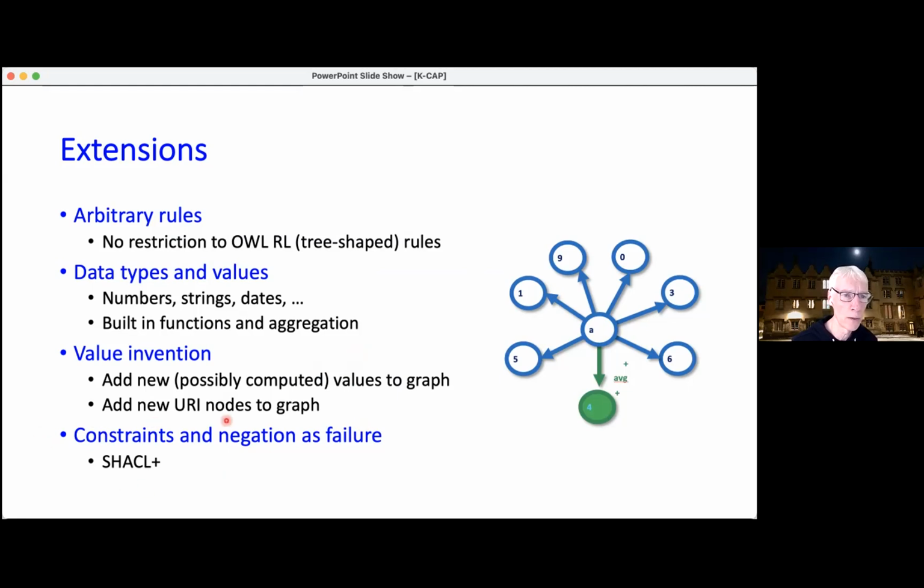And another thing we found was that in many realistic applications, you need not just material implication, but also constraint checking. So quite often in applications, they don't really want to derive new facts. They want to check that the structure of the facts that have been explicitly given satisfy some constraints. And for this, you need some kind of negation as failure, which we also added to the language that is supported by RDFox.